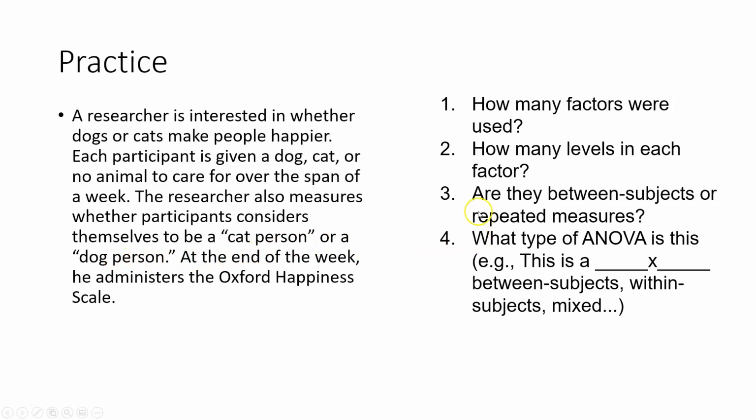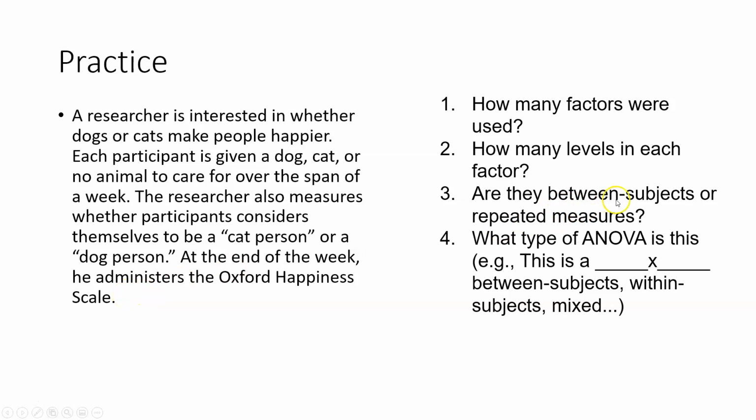So, I'm going to skip number 3 and just come here for a second and say this is a 3 by 2 ANOVA. 3 by 2. 3 levels here, dog, cat, no animal. And 2 levels, cat person, dog person. 3 by 2. All right, the dependent variable is the Oxford Happiness Scale. He wants to see whether the people are happier if they have a dog or a cat, based on whether they are a dog person or a cat person.